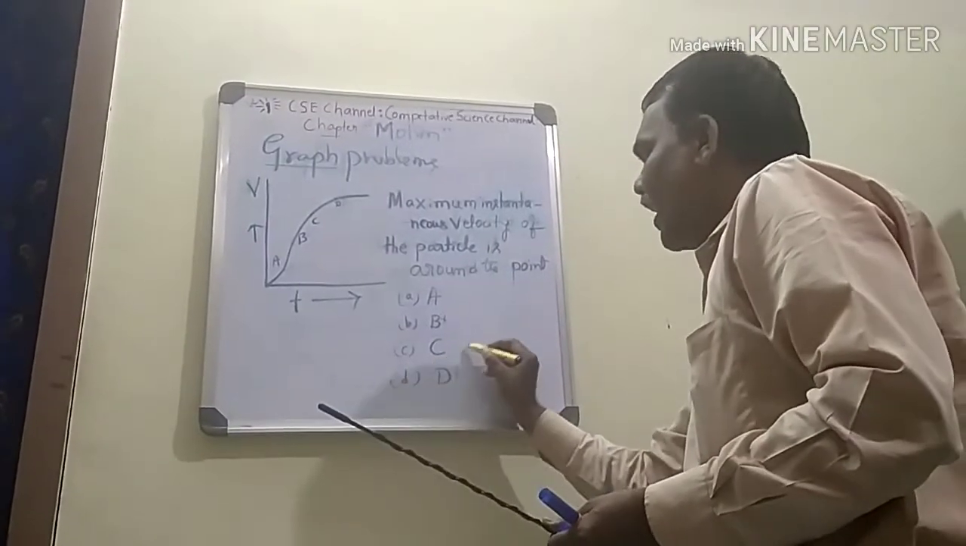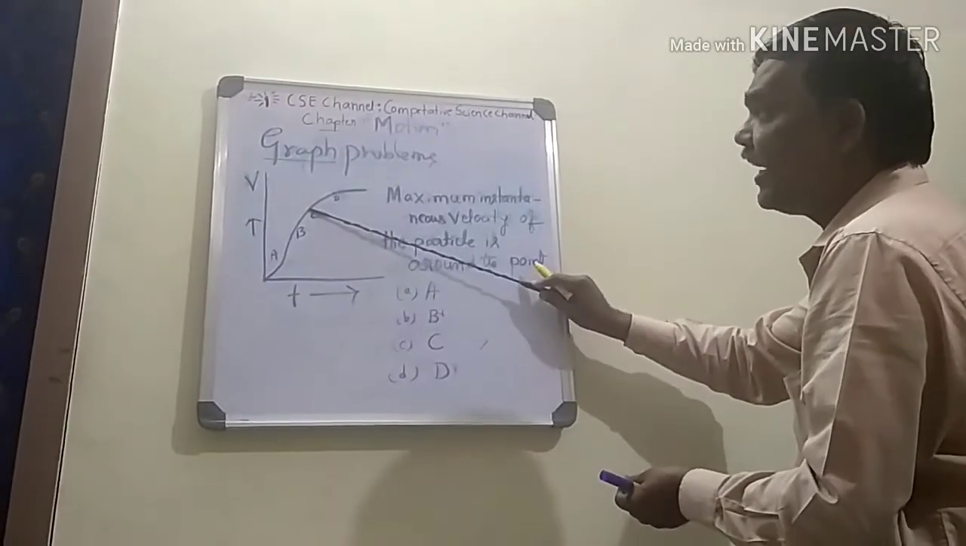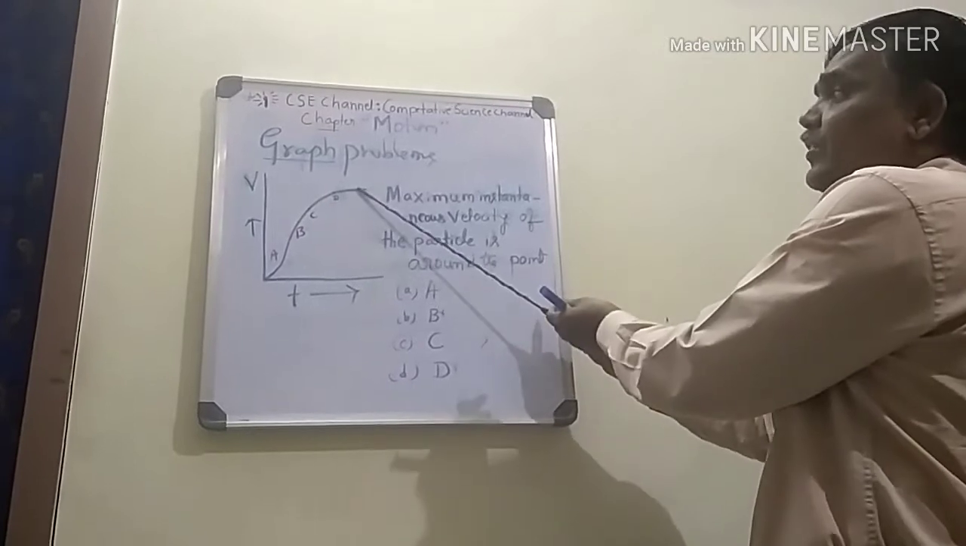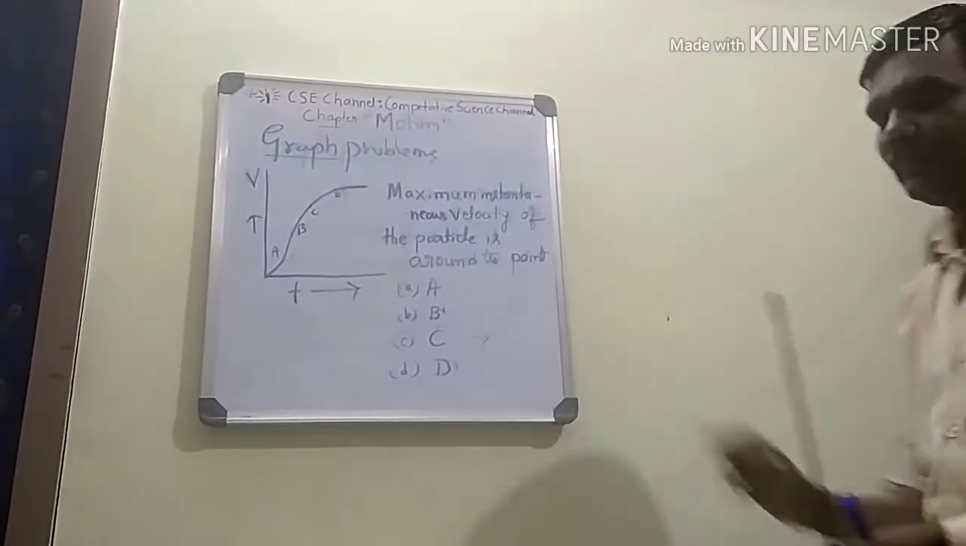So the remaining answer is C, where we noticed the instantaneous velocity has changed. We notice sudden changes there. So the answer C is correct.